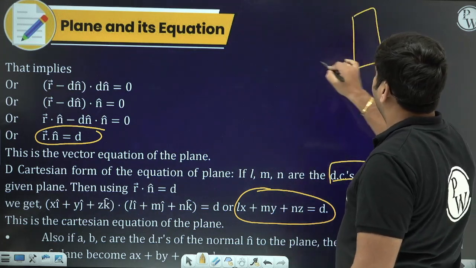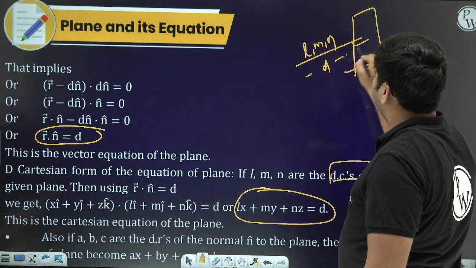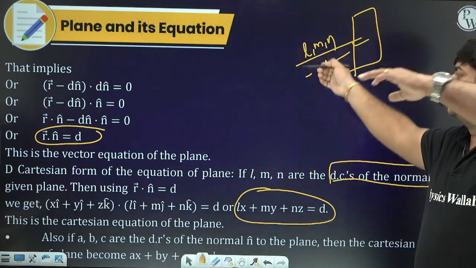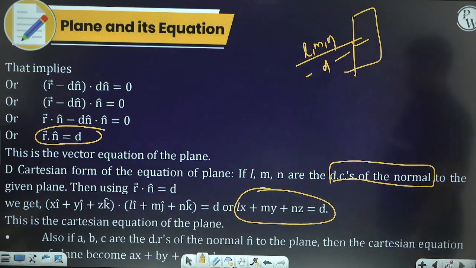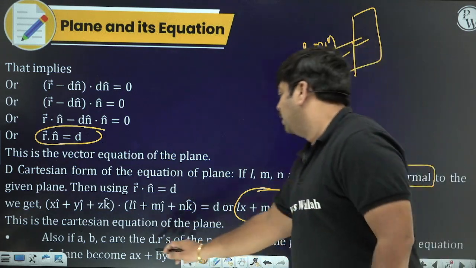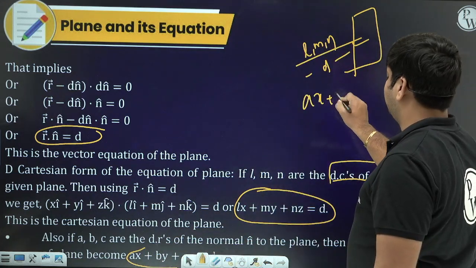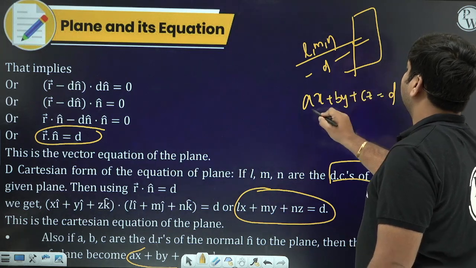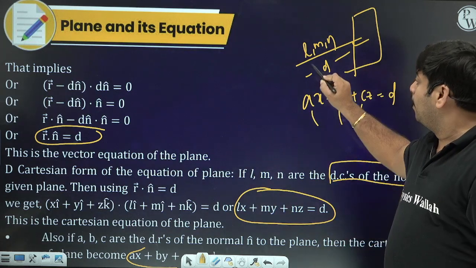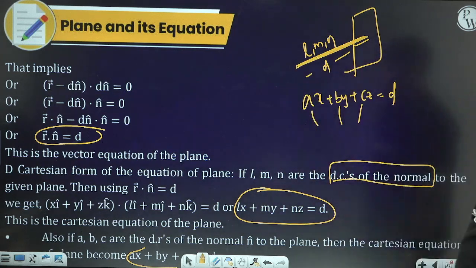This is the plane, from origin we're drawing the perpendicular. So for this perpendicular, the directional cosines are lmn, and the distance between these two is d, okay? And the normal vector, in general vectors, it is n cap, here it is lmn, okay? So from there we get that equation. Also, if ABC are the directional ratios, then we'll get AX plus BY plus CZ is equal to D. ABC are the directional ratios not of the plane, but of the perpendicular, the normal, okay?